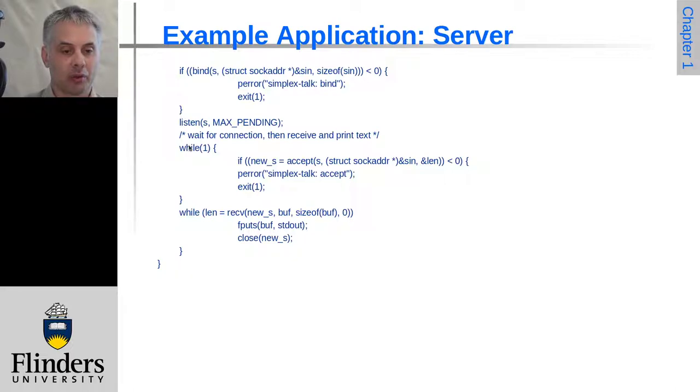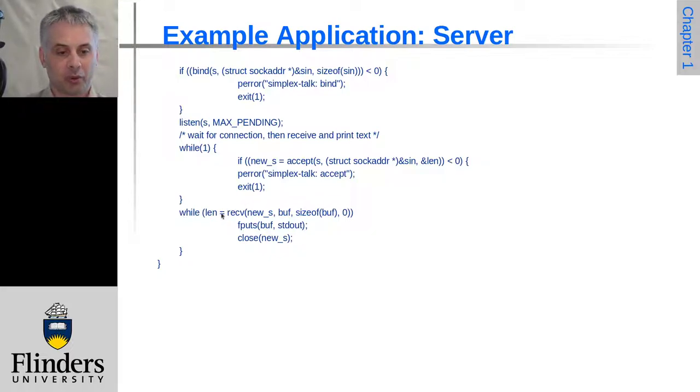Okay, so while one, look for any new connections. So new s will get the socket for the accepted connection. So the server socket on s we reuse for each of these new incoming connections. If we have an error receiving that connection, then we'll report an error message and exit. So that curly bracket closes that one.